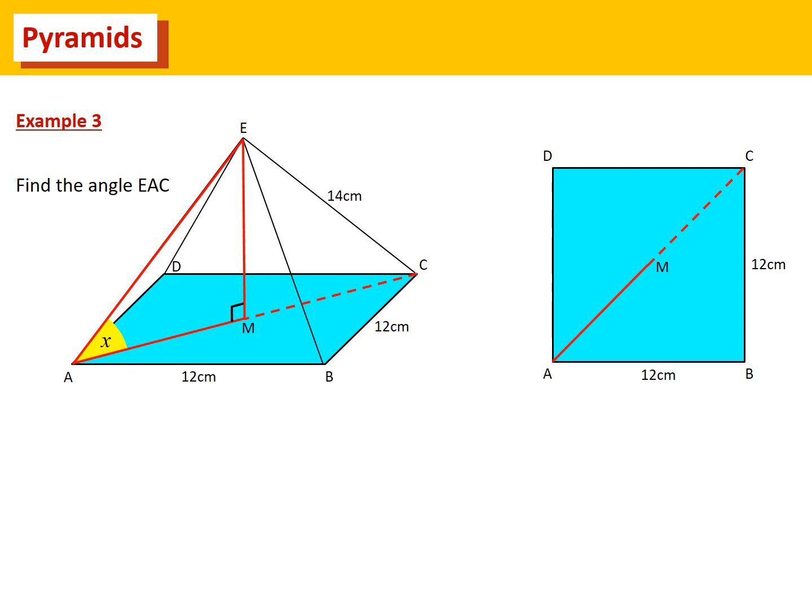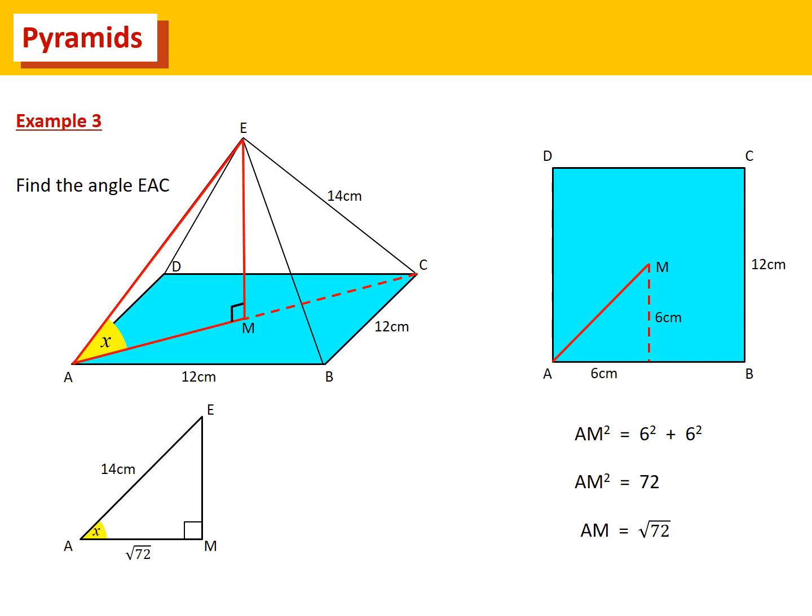Now, we could do with finding the length AM. So if we draw our base flat, then because M is the center of the rectangle, those 2 lengths, remember the lengths of the square were 12 centimeters, those 2 lengths we can see marked in are both 6 centimeters. And so we can find AM using Pythagoras. So we've got AM is root 72.